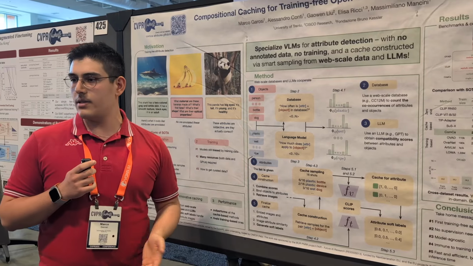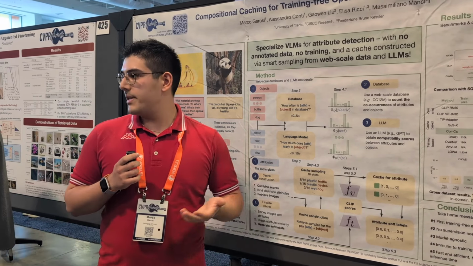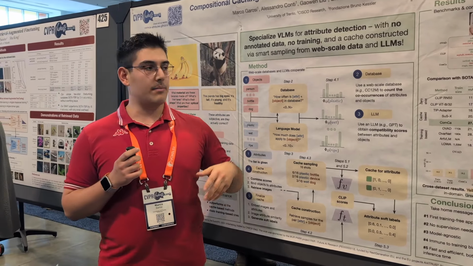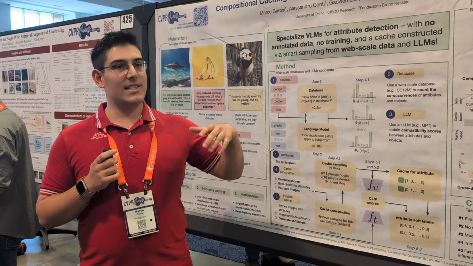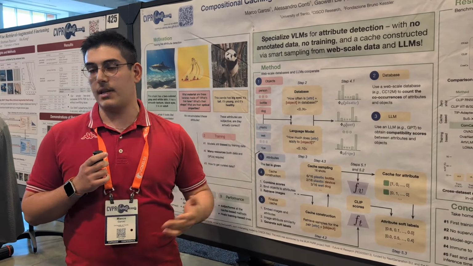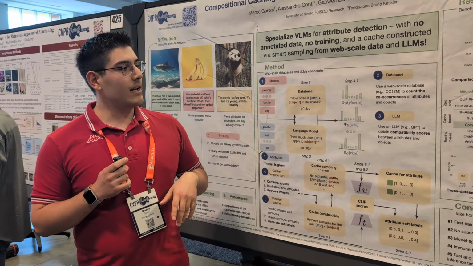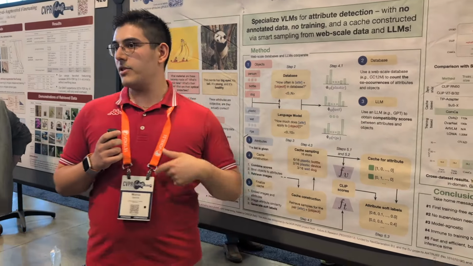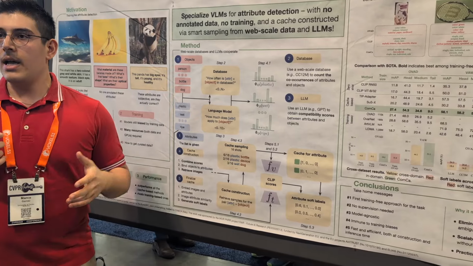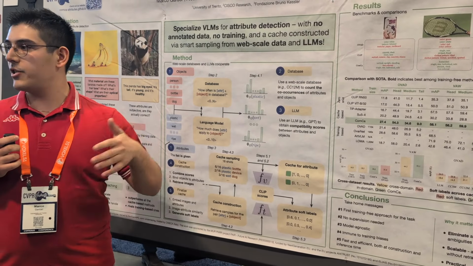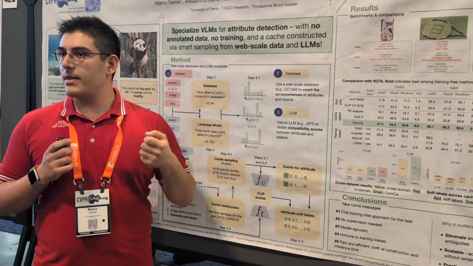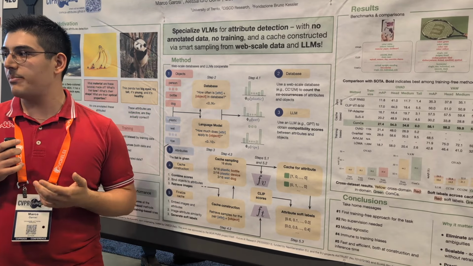And to do that, we want to construct a cache similar to Tip-Adapter and SuS-X, which are cache-based methods. The idea is that you build a training-free linear layer using some samples to construct this cache that can guide the prediction at inference time. Now, these two methods, which are designed for object classification, basically get some samples for each class they want to classify, and they construct the cache based on that.